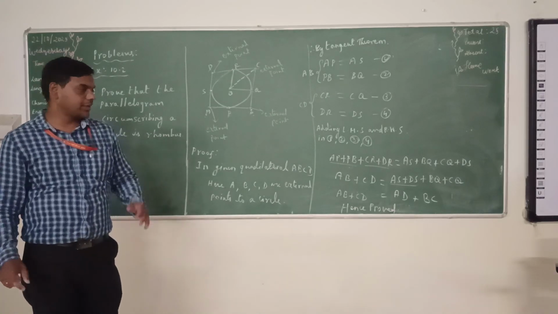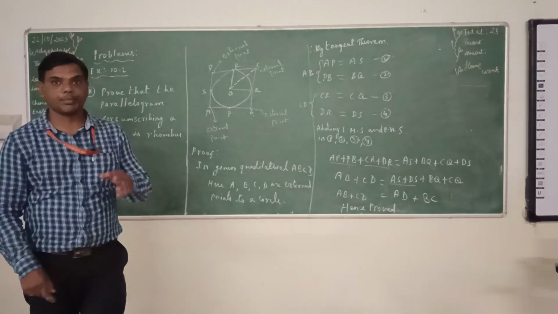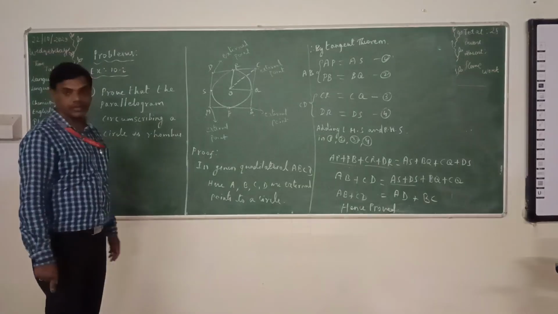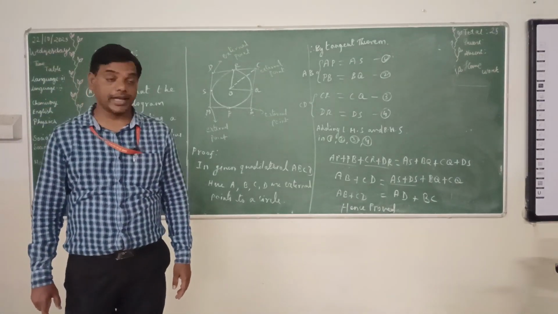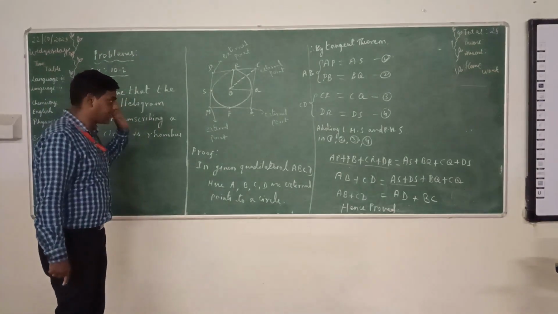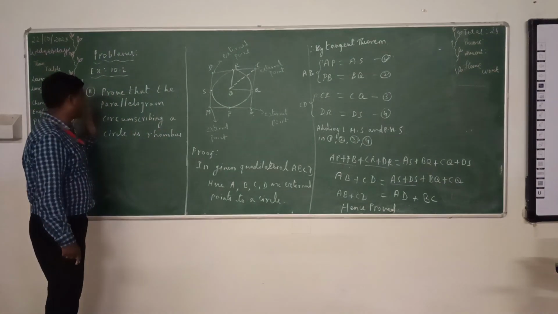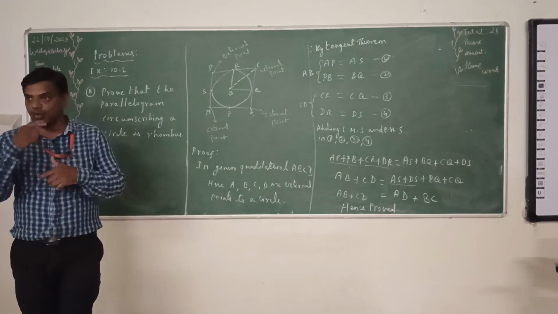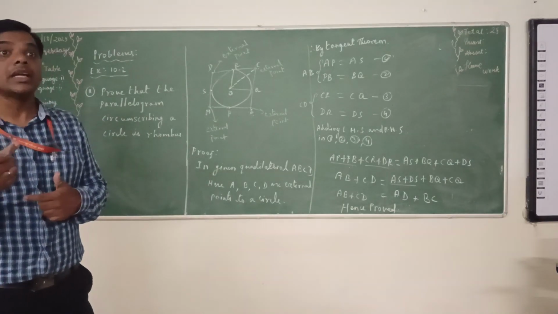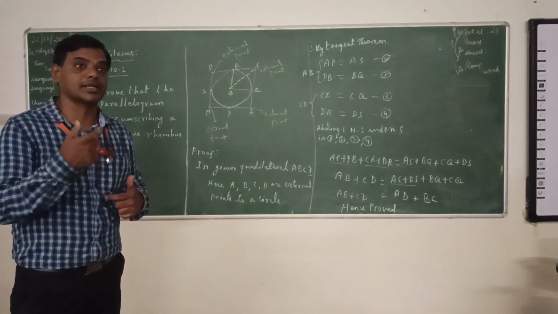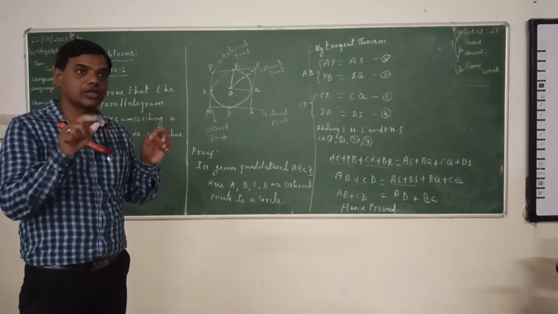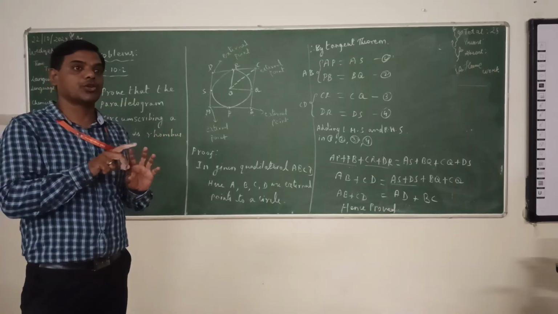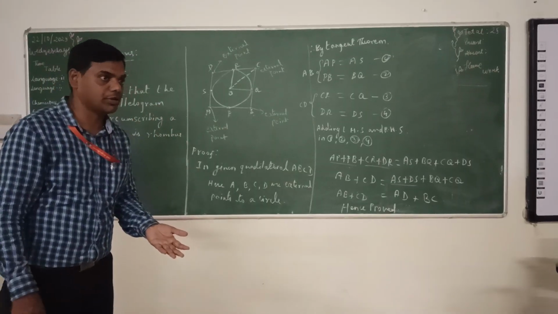Okay, so please listen. Based on the previous sum we discussed in exercise 7.2, the fifth sum, here we are going to prove that the parallelogram circumscribing a circle is a rhombus. The parallelogram is given, and inside it we will have a circle. We have to prove it is a rhombus.